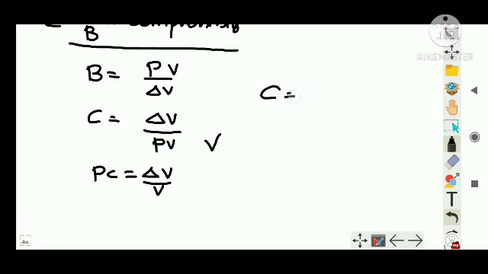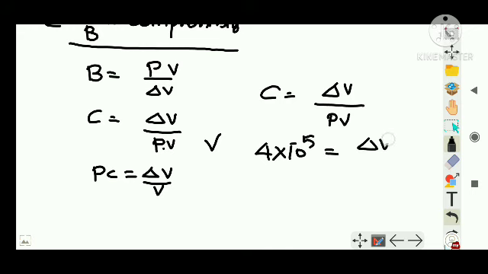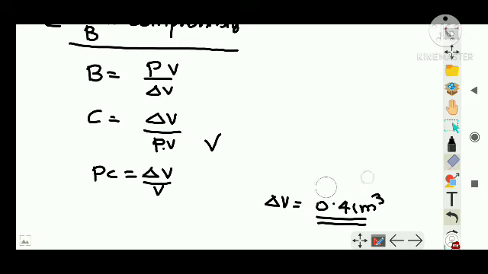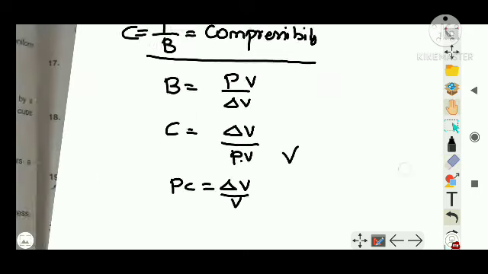So C is equal to delta V by PV, right? And from here C is given as 4 into 10 to the power minus 5, that is equal to delta V, which is supposed to be found, divided by P, which is 100 atmosphere, and initial volume is 100 centimeter cube. So you can find delta V is equal to 0.4 centimeter cube, right? So I wanted to introduce this term. So the next question is also regarding compressibility itself. So this much section I'm not going to rub off.